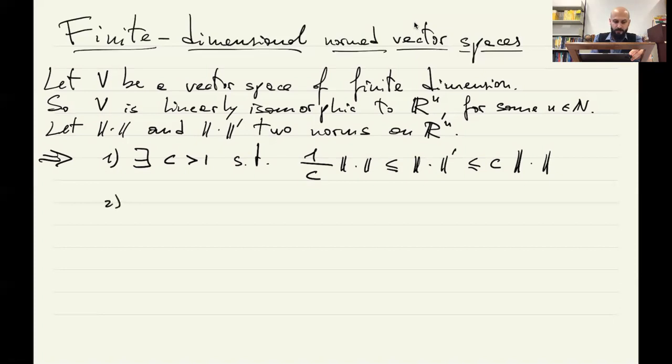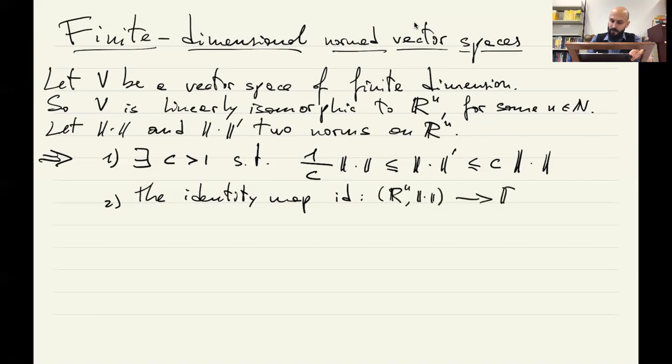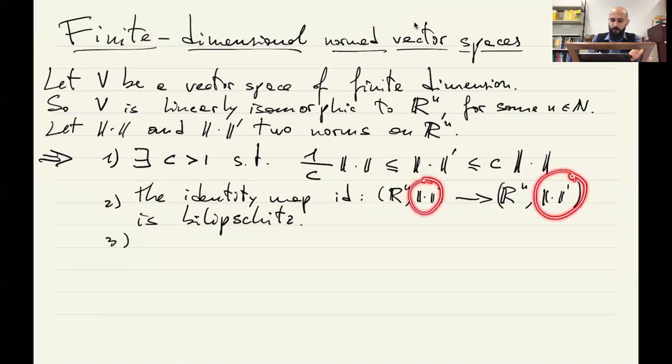In other words, let me say that the identity map from R^n with the first norm to R^n with the second norm is a bi-Lipschitz map. Which implies that we can take the usual norm, the Euclidean norm, for example, and any other norm, and what you obtain is a bi-Lipschitz equivalence, and therefore the topology is the same.